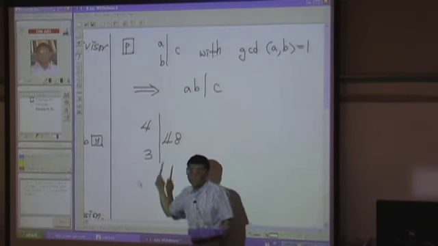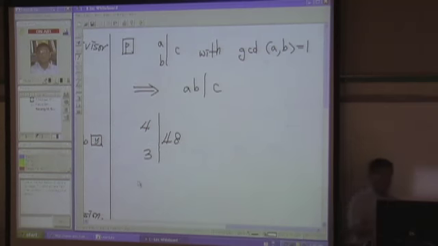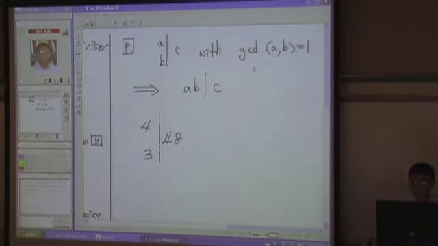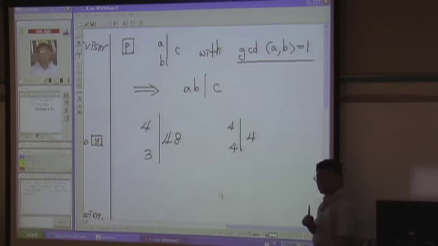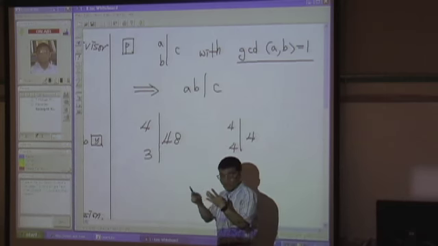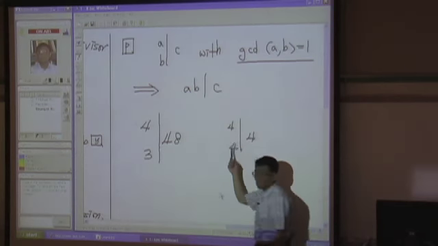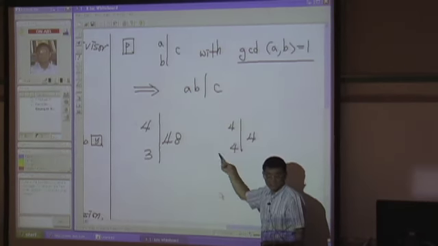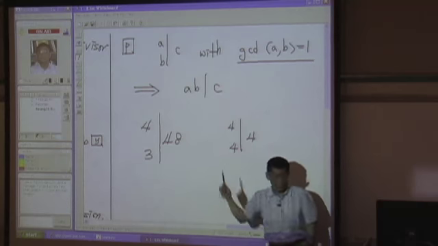of these two divides. But what about the counterexample? For instance, if we drop this condition, then we can make a counterexample. We have 4, right? 4 divides 4. What is the GCD of 4 and 4? The greatest common divisor of 4 and 4 is 4, right? 4 divides both 4 and 4. So 4 divides, what about the product of these two? 16. Does 16 divide 4? No. So we need this condition.